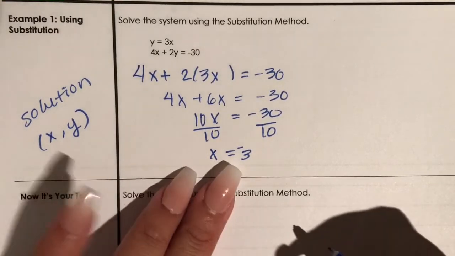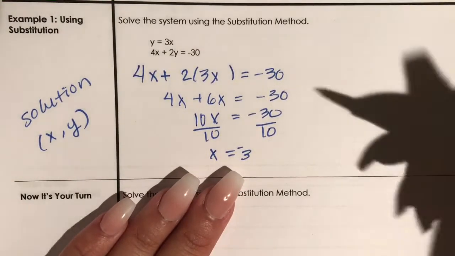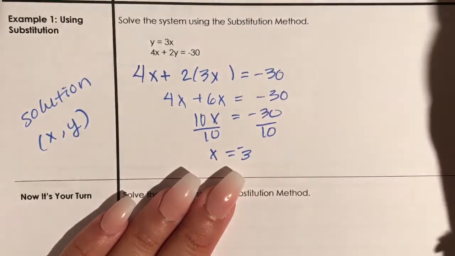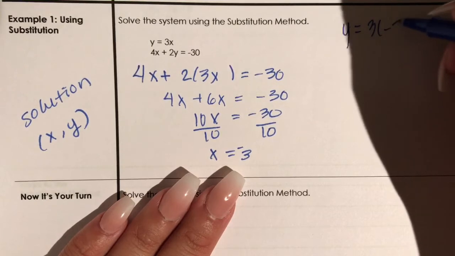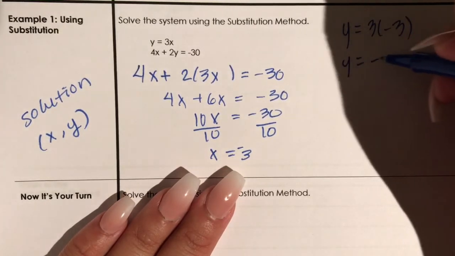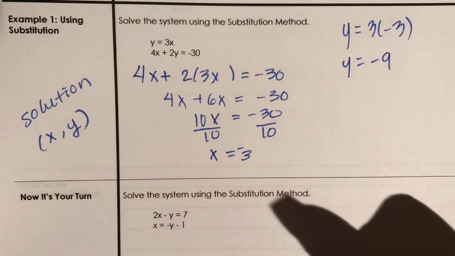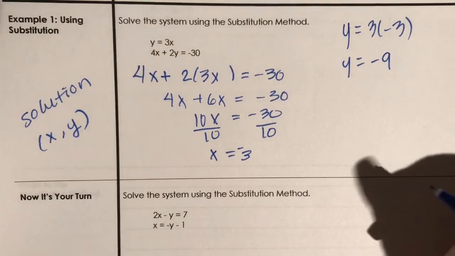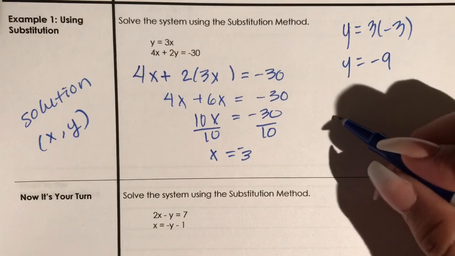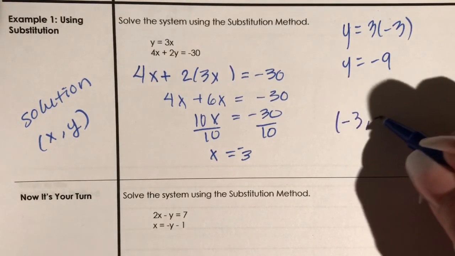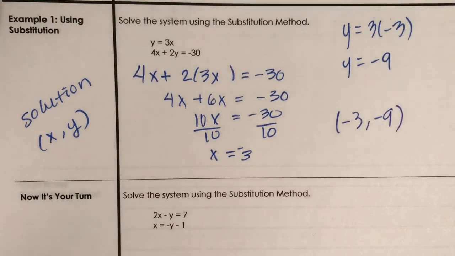So now that we have x equals -3, we're going to substitute it back into y equals 3x. So y equals 3 times -3, y equals -9. Bring those two together. This is how we present the answer, everyone. I will accept (-3, -9), x and y.